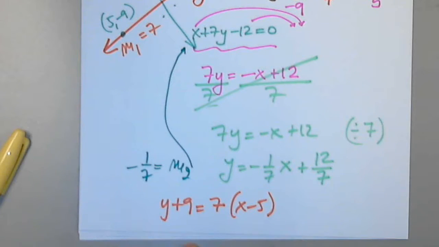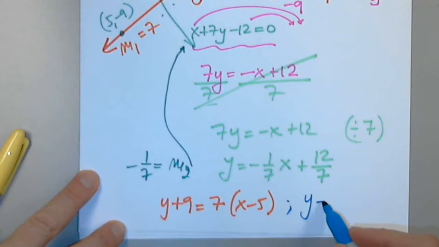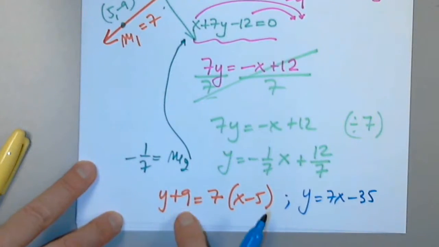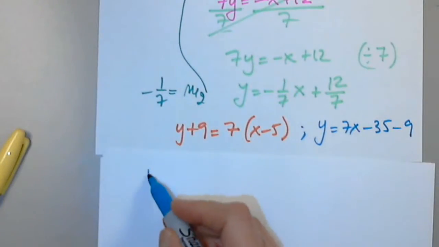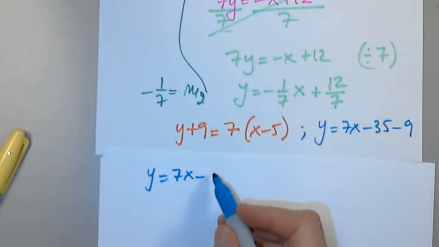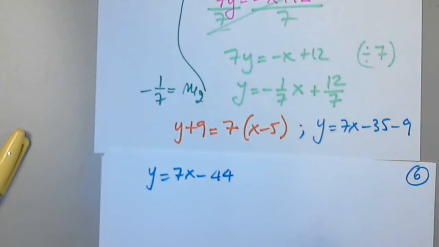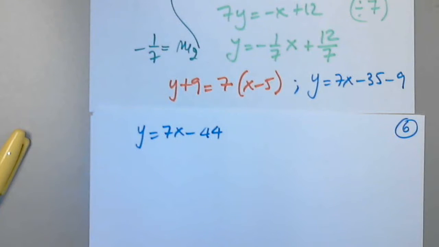I have to distribute 7, and then what do I do with 9? Subtract or move it to the other side. Very good. So then I have y equals 7x minus 35 and minus 9. And what do I get? Y equals 7x minus 44. That's it. 7x minus 44. Any questions for me? Any questions? Any questions?